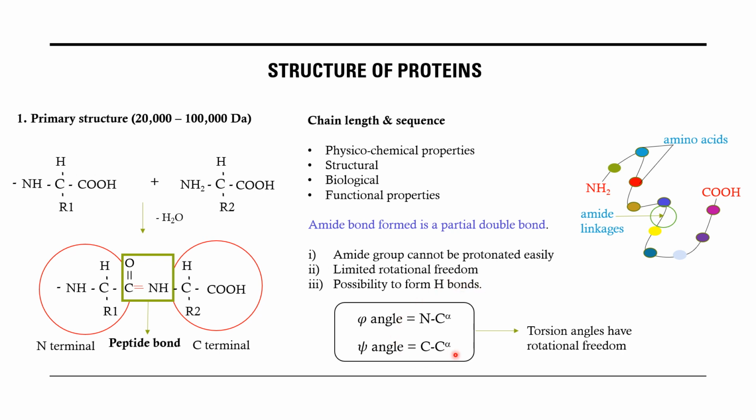You do have a few angles which have some sort of rotational freedom, that is your phi angle and your psi angle. The third is that because of the electronegative nature of oxygen and transfer of lone pair of electrons to oxygen, there is possibility of hydrogen bond formation within the protein structure. But for simplicity's sake, we consider the amide bond as a single covalent bond.